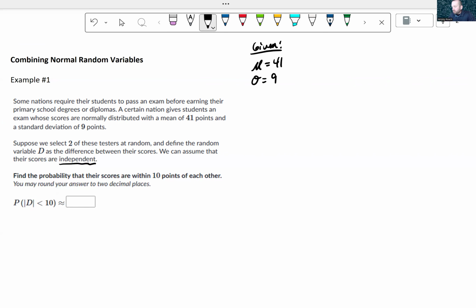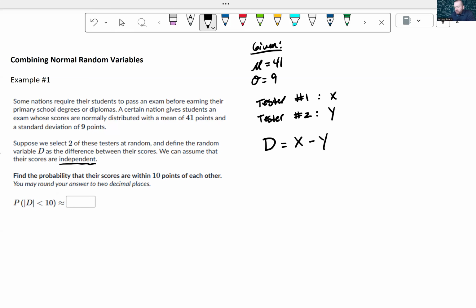We're going to say test taker number 1 is person X, and test taker number 2 is Y. So if we want to know what D is, it's the difference in their scores. So that's just X minus Y. Okay. Now it's asking us to find the probability that their scores are within 10 points of each other.